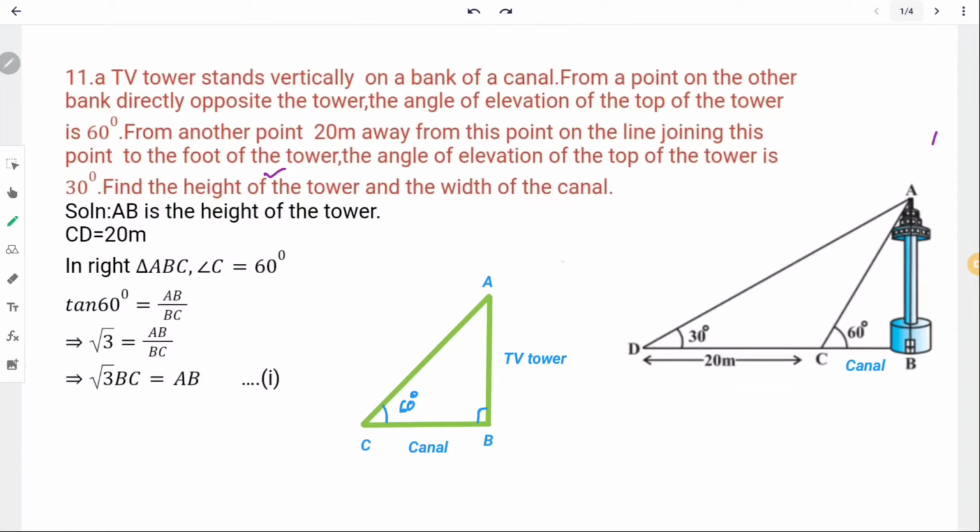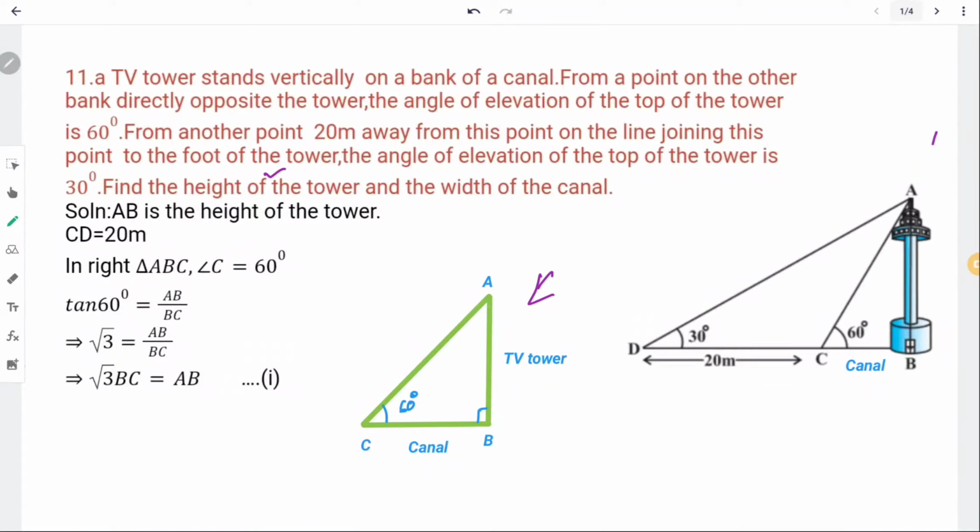So first we'll be taking the smaller right triangle. You can already see there are two right triangles, right? One is here and then a bigger right triangle. So we'll be taking the smaller one first. Remember that we don't know both. We don't know the height of the tower, and also we don't know the canal distance. So now let's try to find it in the right triangle ABC, the smaller one.